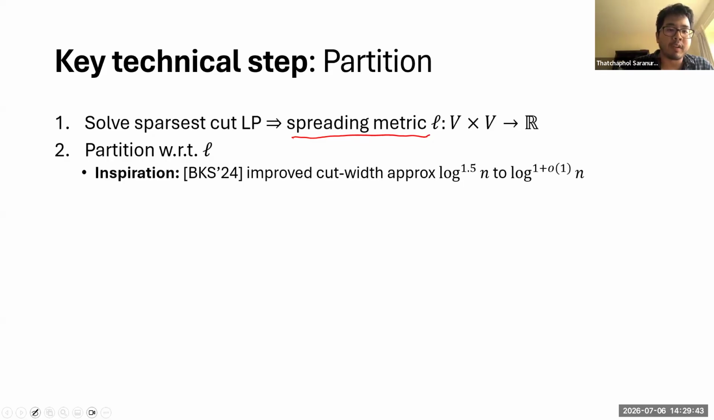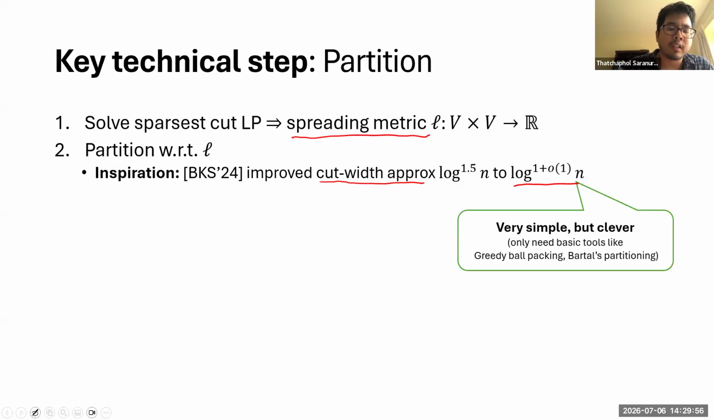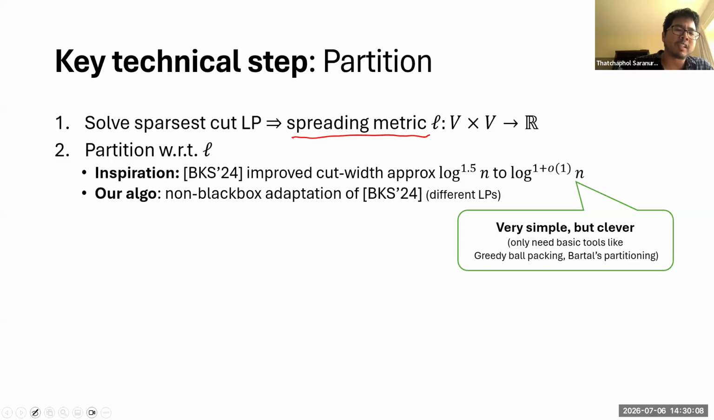Our inspiration is from the work by Bansal, Kurtsernik, and Schwartz, who used some technique to get an improvement on cut width approximation to something like log n from log to the 1.5. This technique is very simple but clever. It uses only some basic tools like greedy ball packing and bar towers partitioning, but it's really nice. Now what we do is to use some black box adaptation of this BKS paper. It needs to be not black box because we even solve a different LP.